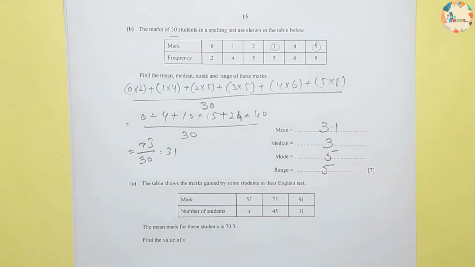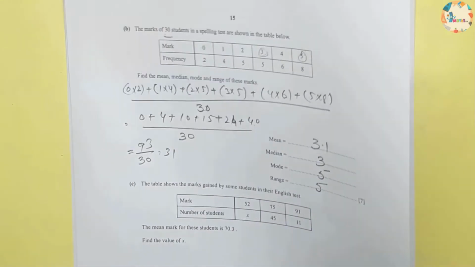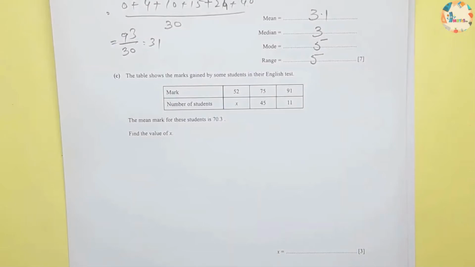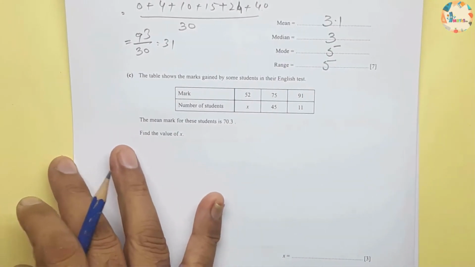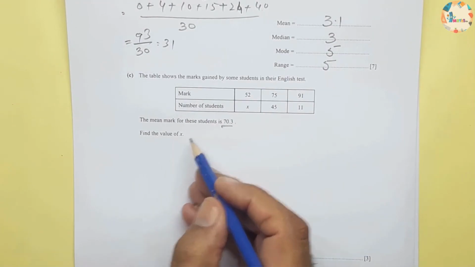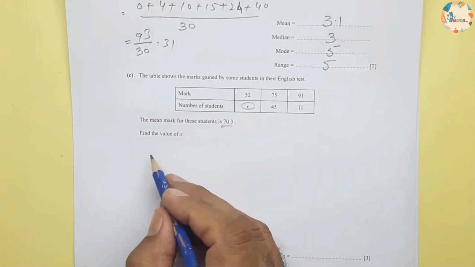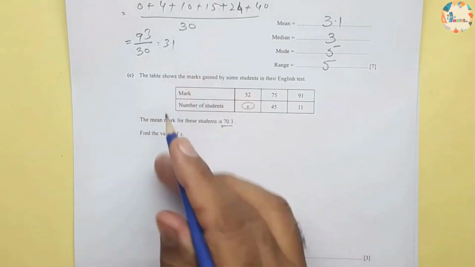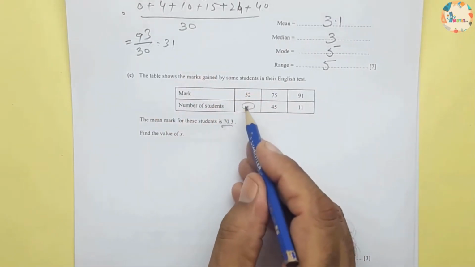The table shows the marks gained by some students in their English test. Marks are given and the number of students is also given, and they are saying that the mean mark for these students is 70.3. Find the value of x. So this value we have to find. We will be multiplying with the same technique which we used in part B; we will be using it in part C.